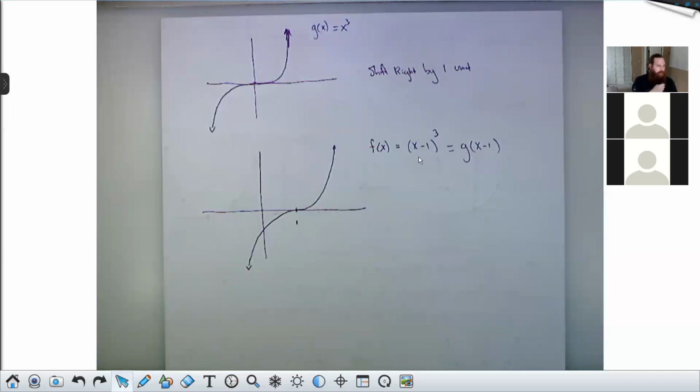Let's try a scaling next, and we'll run through some scalings and then see if we can come back to the shifts with a little more clarity.